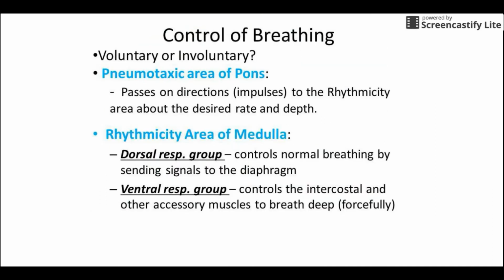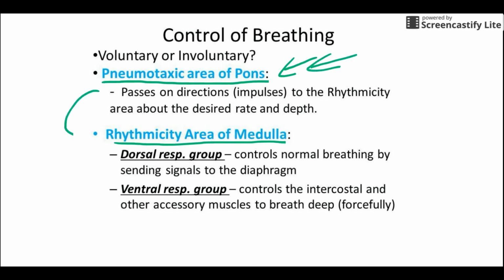So then the last part we want to talk about is how we actually control breathing. Remember, we got two big areas. We've got the pneumotaxic area, the pons, and then you got the rhythmicity area, the medulla. So this area actually receives all the input about our body's pH, all sorts of stuff. It's going to our pattern of breathing, how loud we want to be. All the information kind of comes in here, and then it passes the signal on to what we need.